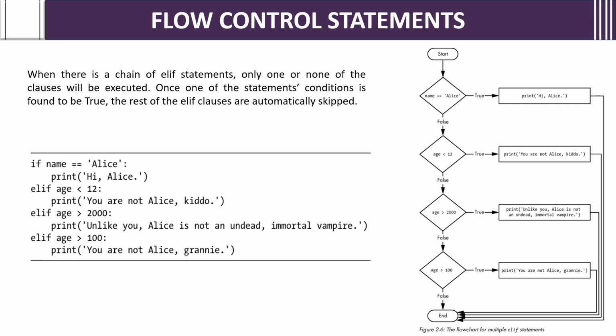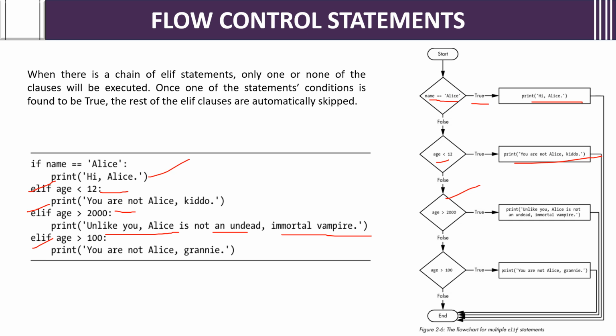Then there is a chain of elif statements. As I told, you can make a chain of elif statements like this. By seeing the flowchart, we will understand this program. If name equals to Alice is true, it will print Hi Alice, correct? If age is less than 12, then it will print You are not Alice, kiddo. If it is false, it will go to the next condition. That is, if age is greater than 2000, it will check. If it is true, then it will print: Unlike you, Alice is not an undead, immortal vampire.